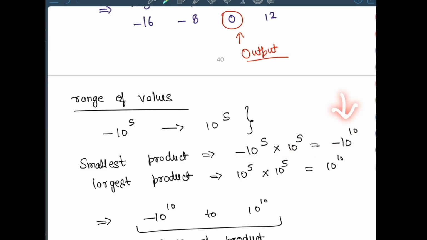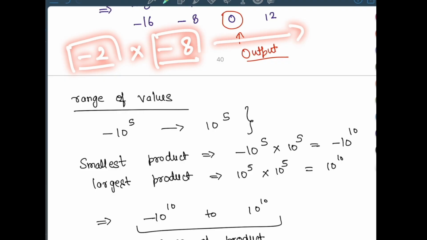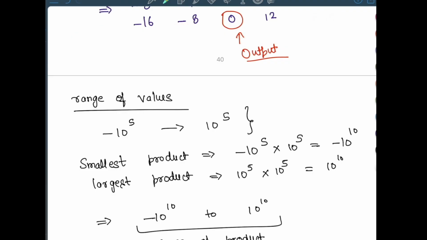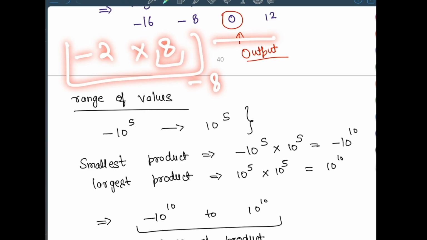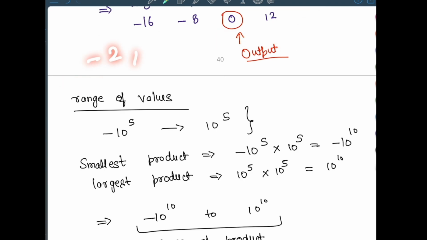This is the smallest product possible. The thing is, when you multiply two negative values, let us say -2 and -8, although these are negative values, their product is going to be positive, right? If you want a smaller product, then this can be -2 multiplied by 8. Even though 8 is more than -8, the product of this is going to be -16, right? Which is less than 16, which we got when we multiplied -2 and -8.